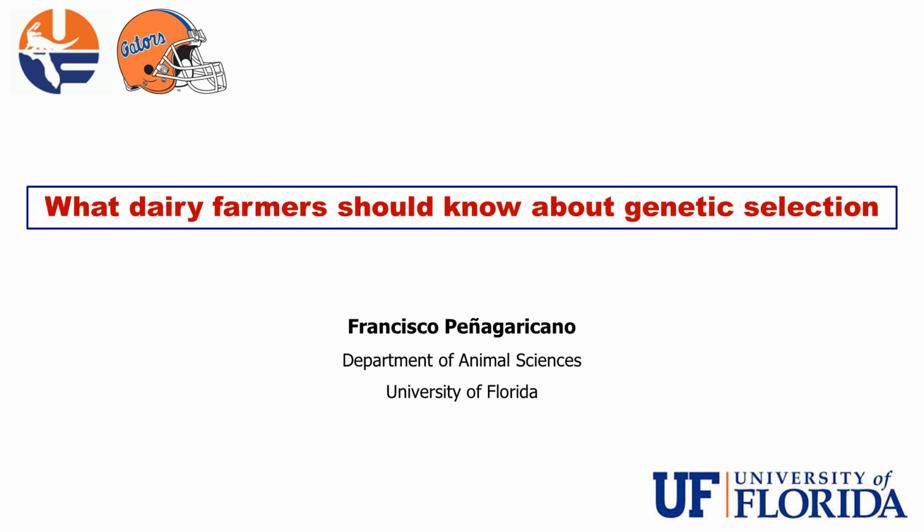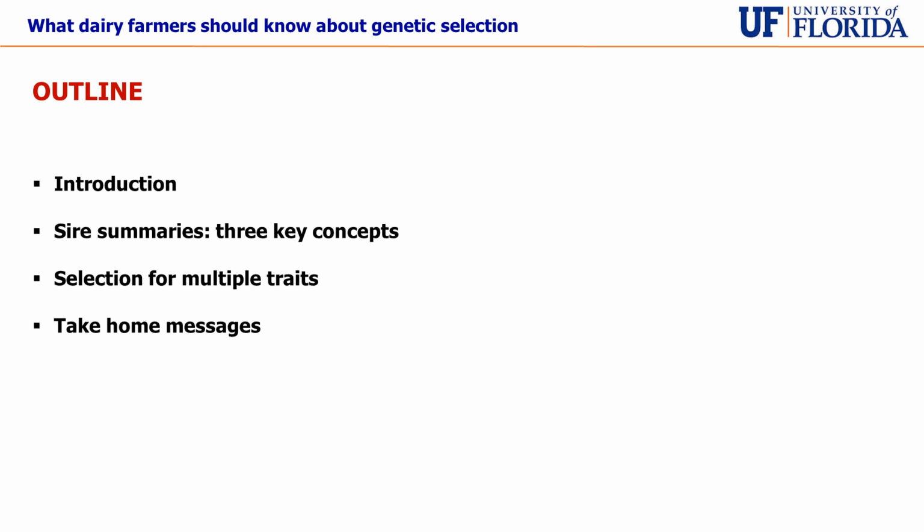My presentation today is about what dairy farmers should know about genetic selection. After a short introduction, I will discuss three key concepts that appear in Sire summaries that we should manage in order to make proper Sire selection decisions. Then we will discuss selection for multiple traits, and at the end we will have some take-home messages.